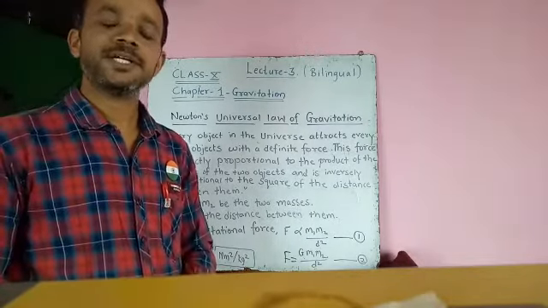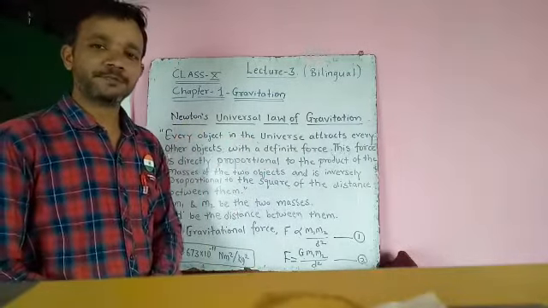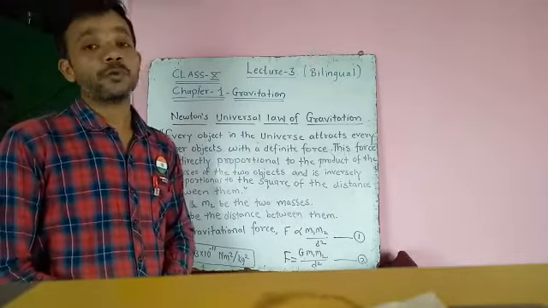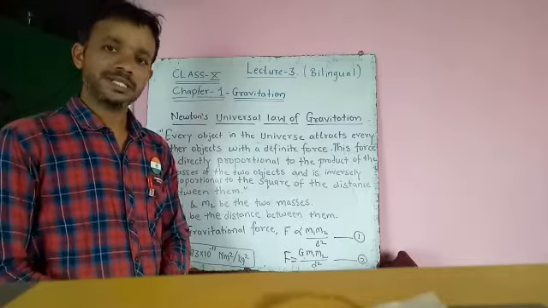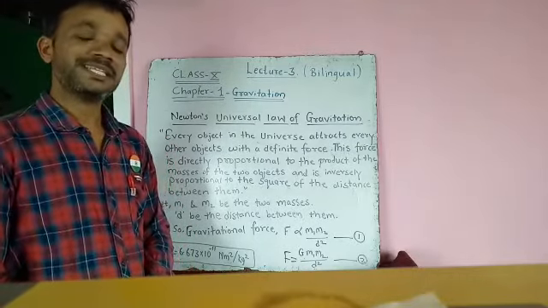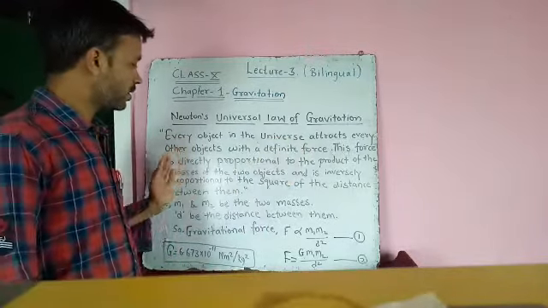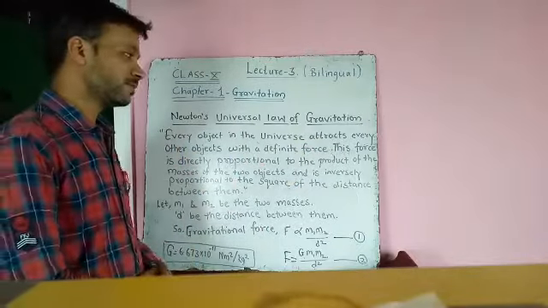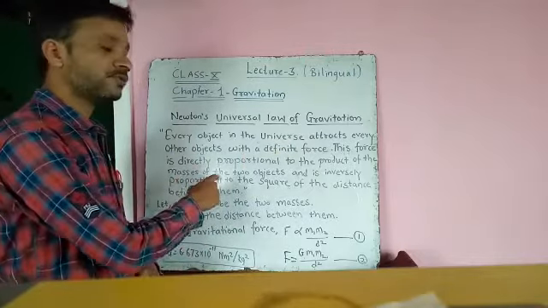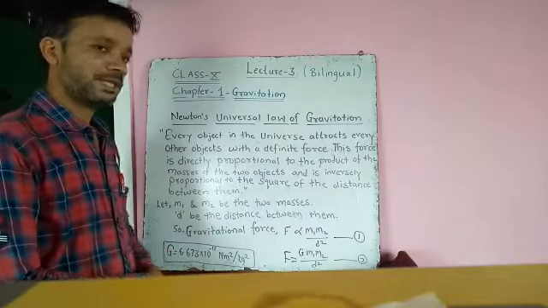Today we will discuss a new topic, that is Newton's universal law of gravitation. The law which is given by Newton is applicable all over the universe. So this law is referred to as universal. According to this law, every object in the universe attracts every other object with a definite force, and this force is directly proportional to the product of the masses of the two bodies and is inversely proportional to the square of the distance between them.